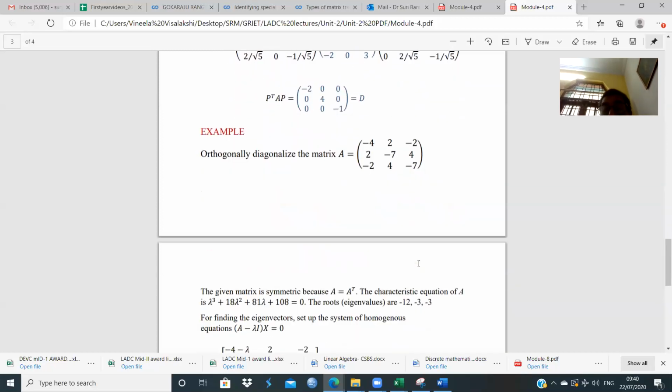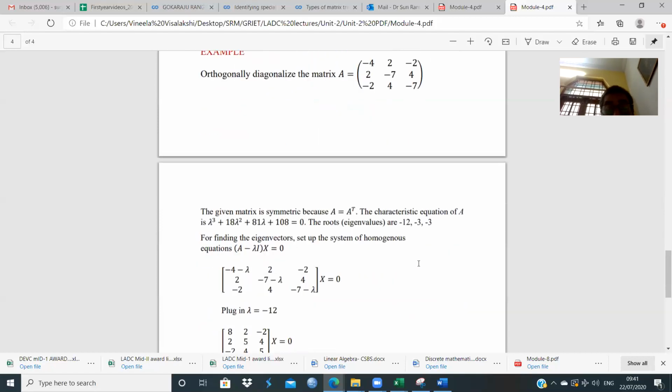Now the second example yields eigenvalues which are repeated, one eigenvalue repeated. So let us take this matrix, find its characteristic equation. We get lambda cube plus 18 lambda square plus 81 lambda plus 108 is equal to 0, yielding the eigenvalues minus 12, minus 3, minus 3.